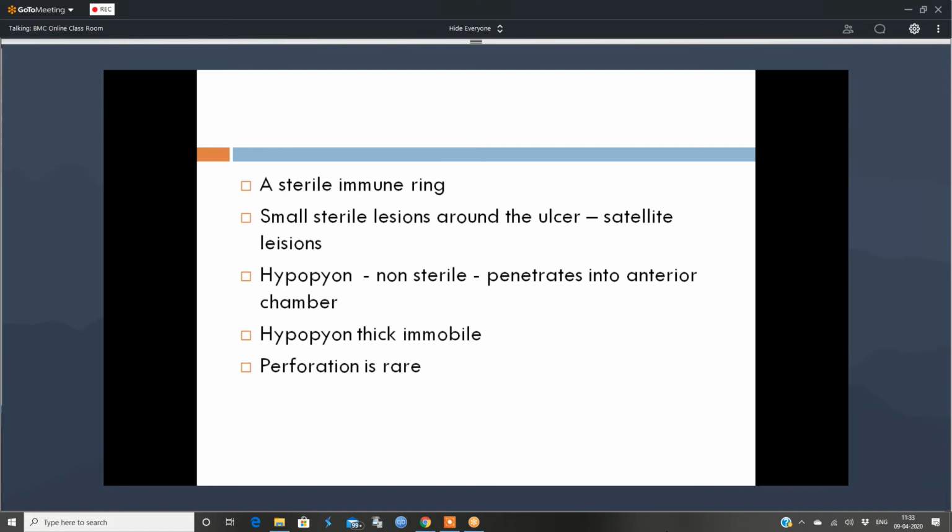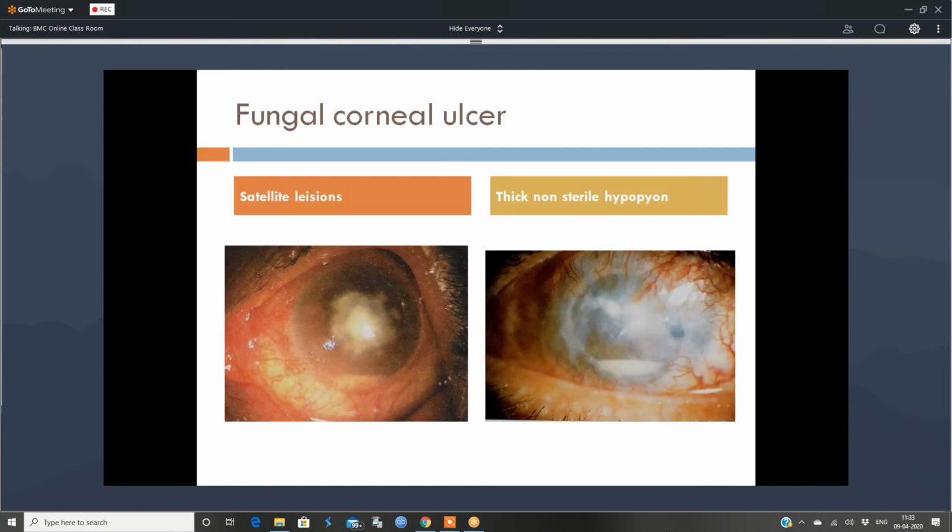Look at the picture here. The picture shows satellite lesions and also a hypopyon. What is hypopyon? Anyone? Pus in the anterior chamber. Yes, pus in the anterior chamber. Very good. And what is one feature of bacterial hypopyon that is very, very important, which I stressed in the class? What is one specific feature of hypopyon, unlike pus in any other area?